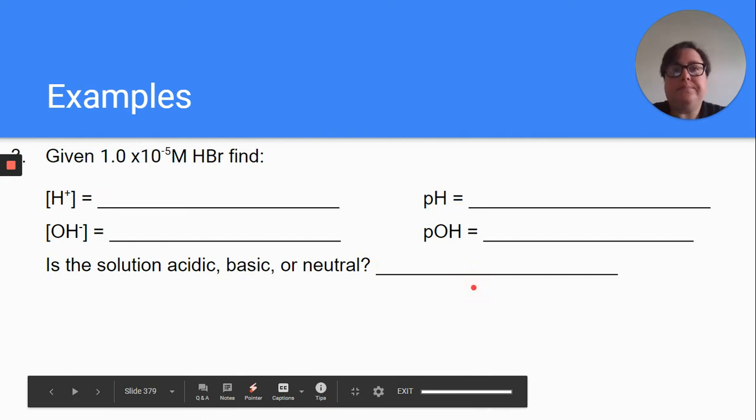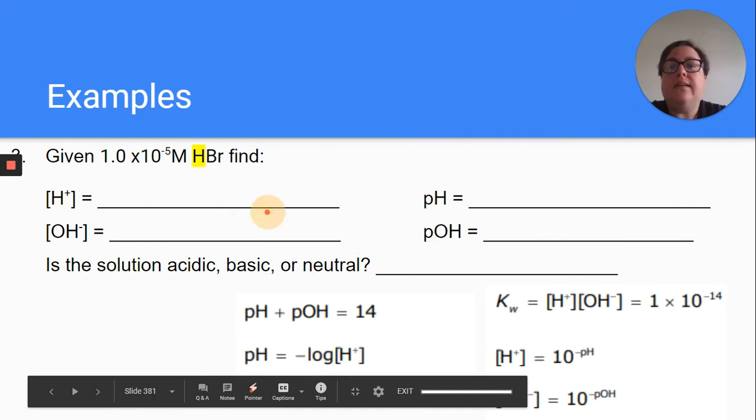Let's look at another one. Here we're given HBr. So which one of these do we have then? Well, H would give us H, so this is our concentration of hydrogen. Remember, acids always start with H, and acids break apart in water. They form these ions in water. So we have H plus and Br minus. We don't care about the Br minus. We're focused on the H plus. So our hydrogen concentration then is 1 times 10 to the negative 5.